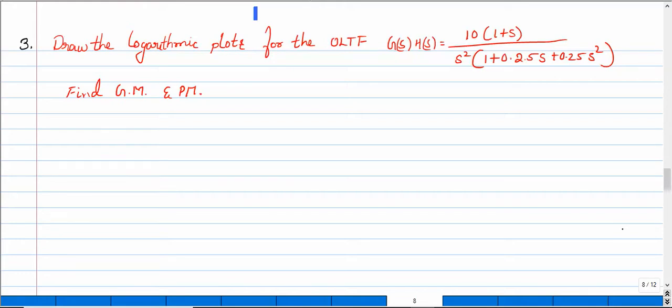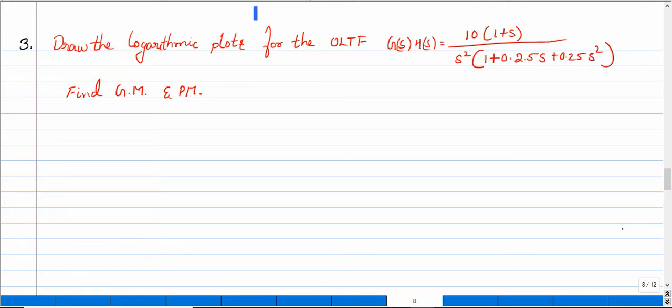Hello students, today we shall take up one more problem, that is on Bode plot. So draw the logarithmic plot for the open loop transfer function G(s)H(s) given by 10 into (1 plus s) divided by s square (1 plus 0.25 s plus 0.25 s square). You can notice that we have a second order factor.